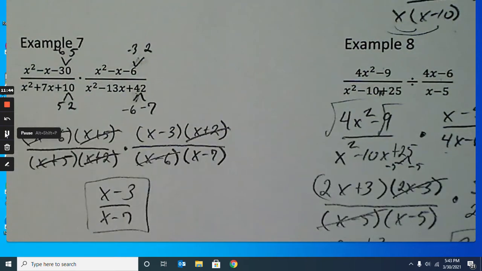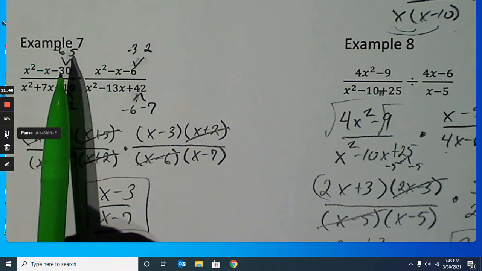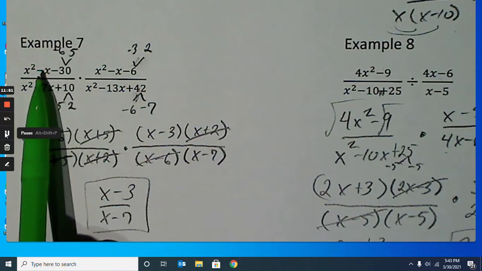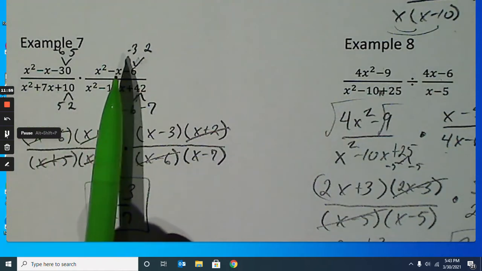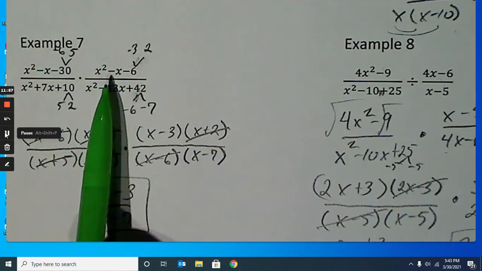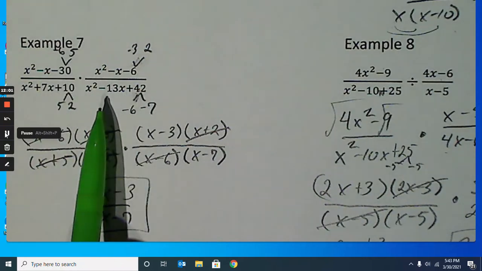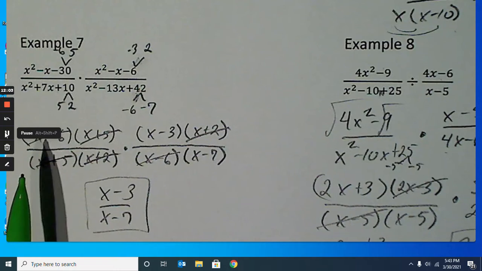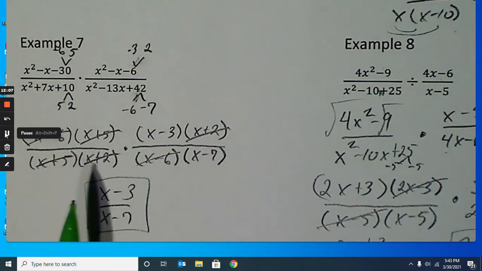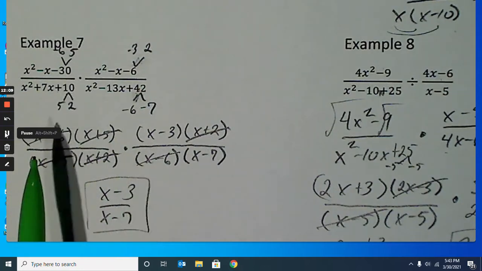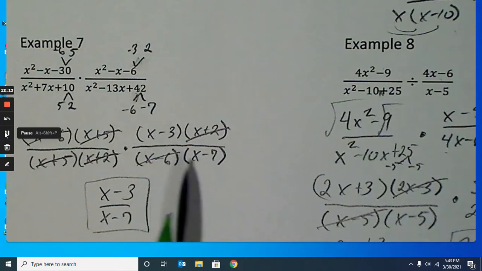All right, so here's example 7. Again, I did all my multiply, so negative 6 and 5 gives me negative 30 and gives me negative 1 right here in the middle. 5 and 2 give me 10 and a 7 in the middle. Negative 3 and 2 gives me a negative 6 and a negative 1. Negative 7 and negative 6 gives me a positive 42, but a negative 13. So then I write all my factors based on all that. And then I'm able to reduce x plus 2, the x minus 6, the x plus 5. So all I'm left with is x minus 3 and an x minus 7.